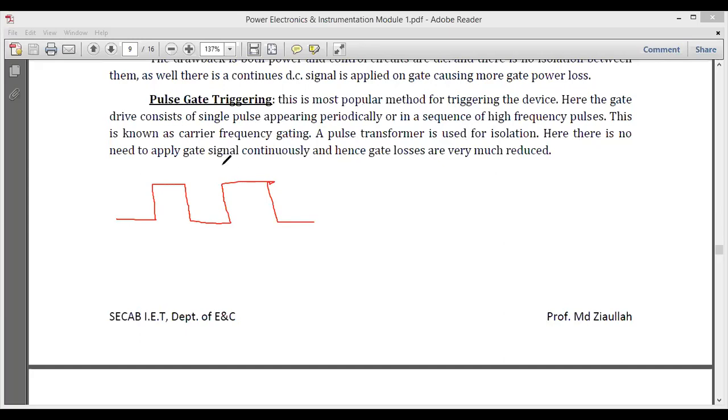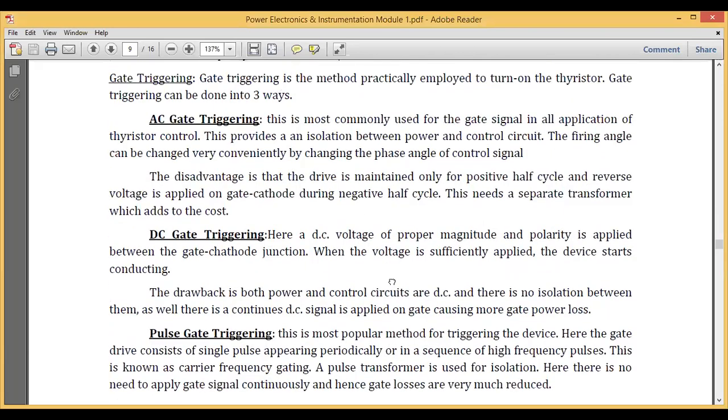Hence there is no need to apply the gate signal continuously, and hence the gate losses are very much reduced. The applications are very well suited to this particular gate triggering, because along with the isolation, there is not much loss at the gate section. So pulse gate triggering is comparatively better than AC triggering and DC triggering.